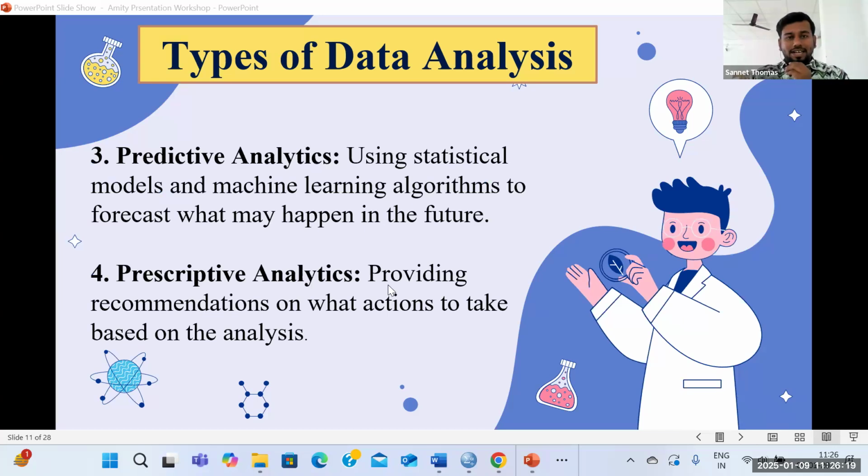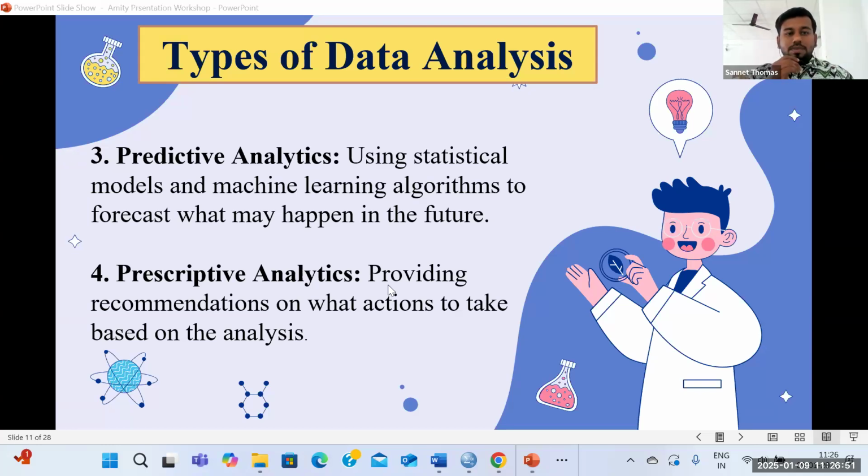Then the next one is predictive analysis. Predictive analysis means using statistical models and machine learning algorithms to forecast what may happen in the future. Say, for example, when COVID-19 came to India, based on the available data, we predicted that in the next week or in the next month, this many cases may emerge. So this is all about the predictive analysis. You are trying to predict.